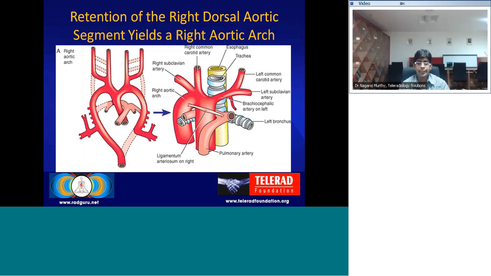The developmental embryology of the right aortic arch is abnormal persistence of the right dorsal aortic arch and regression of the left dorsal aortic arch. There is abnormal obliteration of the left arch with persistent right arch, forming the right arch. This is the diagram showing the right arch with the mirror image branches.